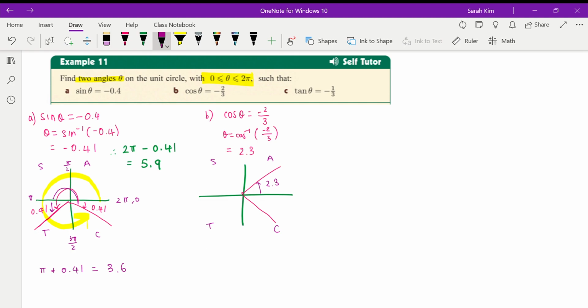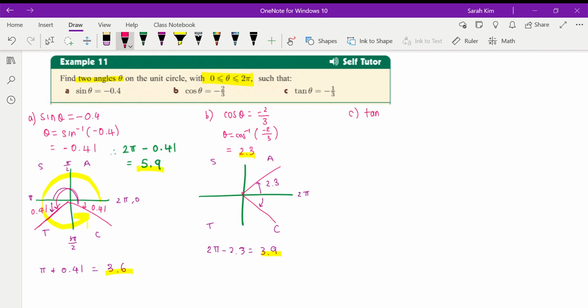Let's have a look, let's figure out. And then we just have to figure out the other answer, which will be 2 pi take 2.3. So the angle will be 2 pi take 2.3, which is 3.9. I'm going to leave it there. That's my two answers. So these are my answers, just highlight them.